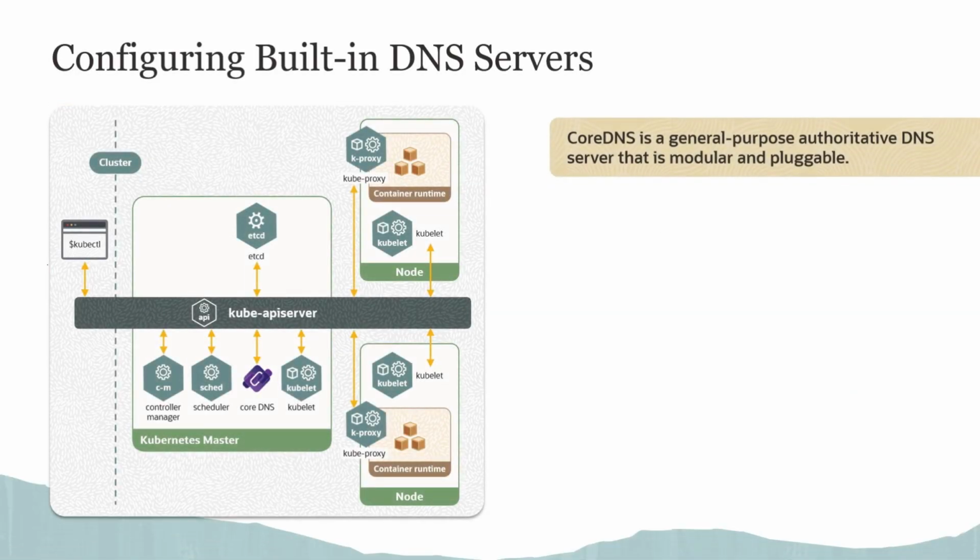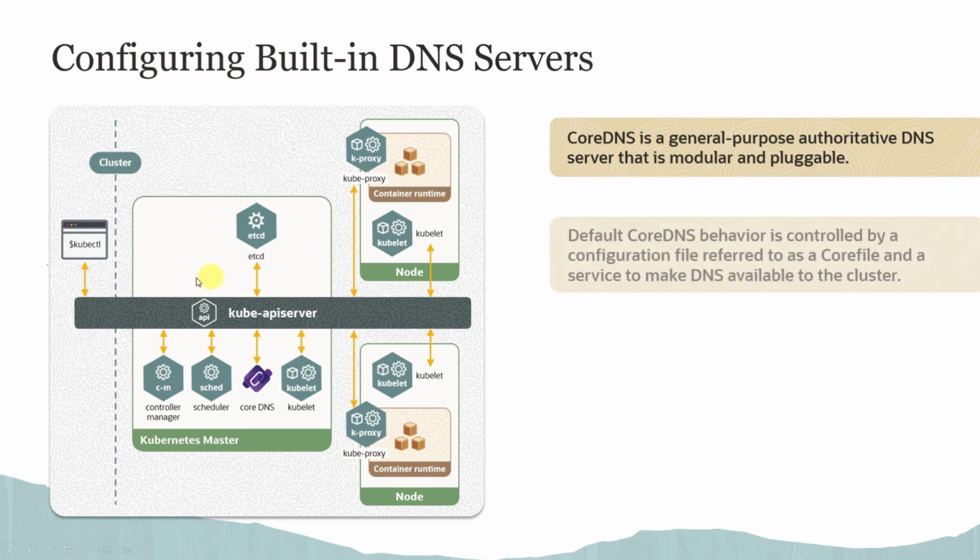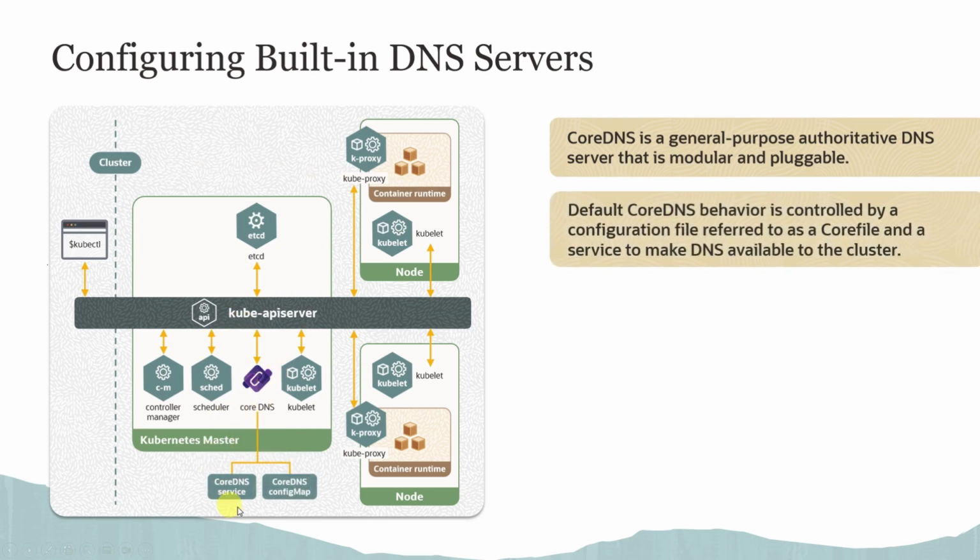CoreDNS is a general purpose authoritative DNS server that is modular and pluggable. The diagram on the screen shows the components of CoreDNS. It runs a deployment with a default replica of 3, and for it to run, CoreDNS needs to access the API server, a config map to hold its Corefile, a service to make DNS available to the cluster, and a deployment to launch and manage its pods.